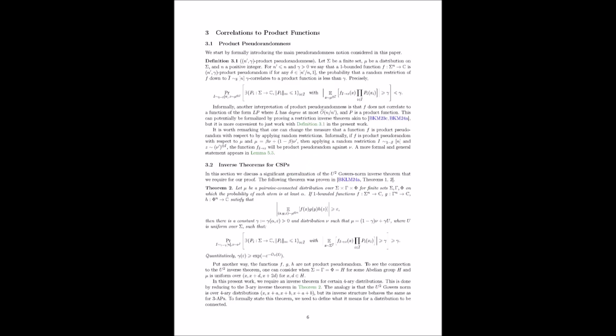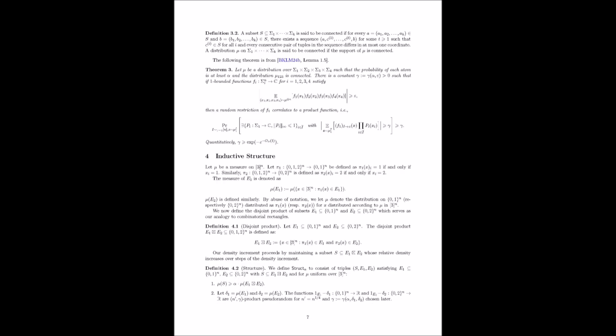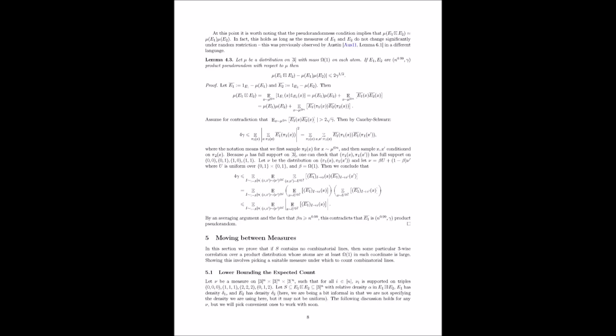Right. That's where Lemma 4.3 comes in. It establishes a connection between the product pseudorandomness of E1 and E2 and the measure of their disjoint product. So if E1 and E2 are product pseudorandom enough, the measure of their disjoint product is roughly what you'd expect. Right. If being in E1 and being in E2 were independent events. Precisely.